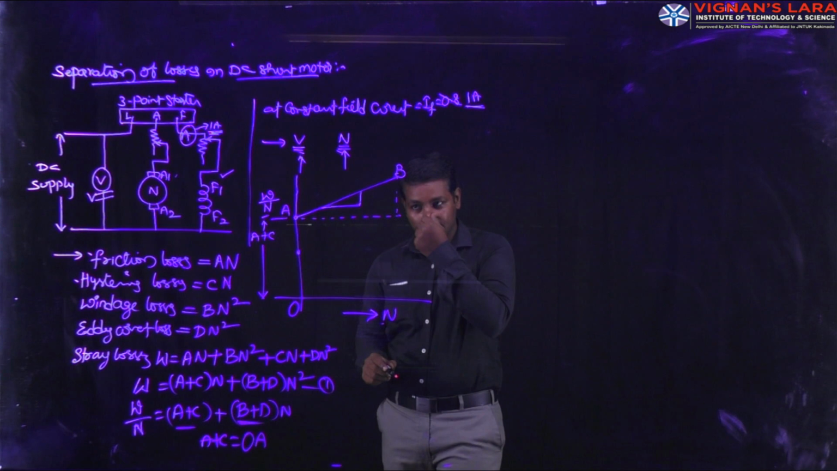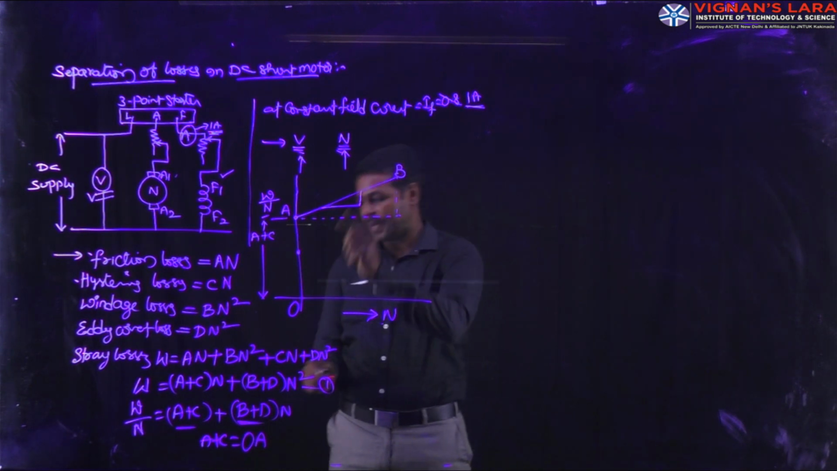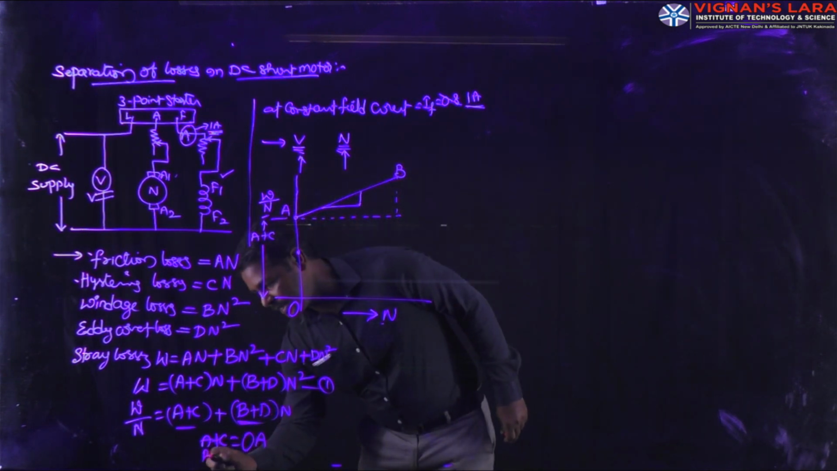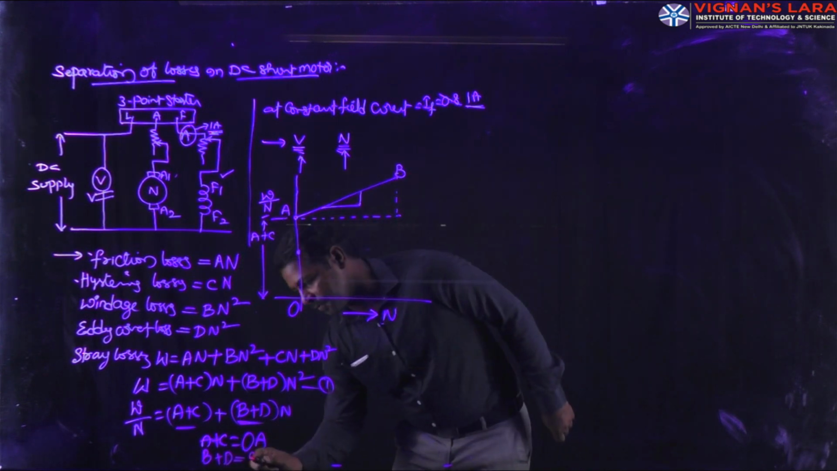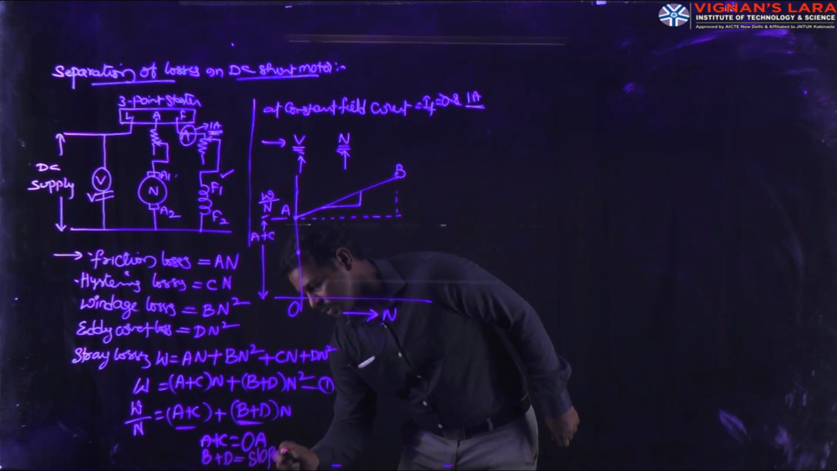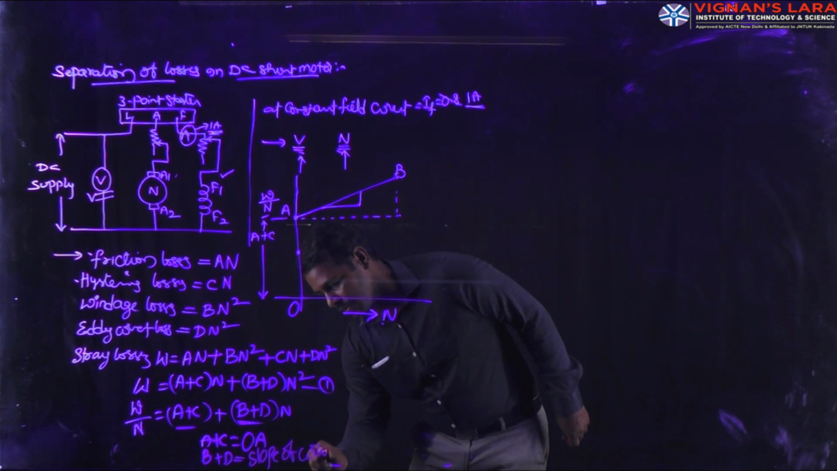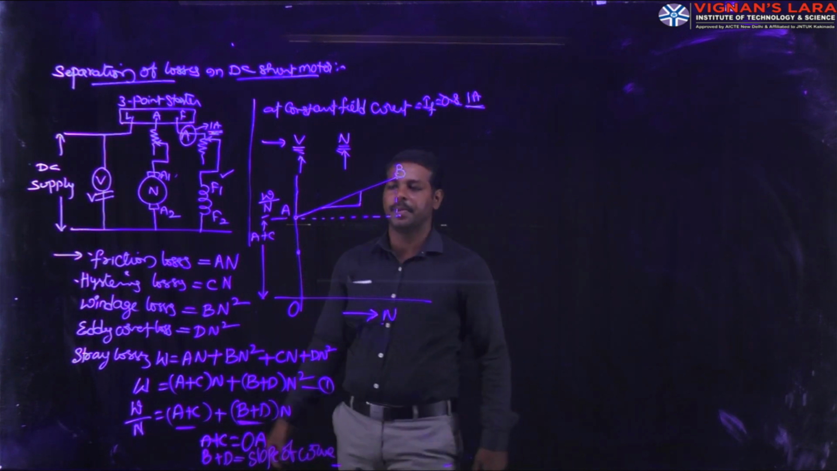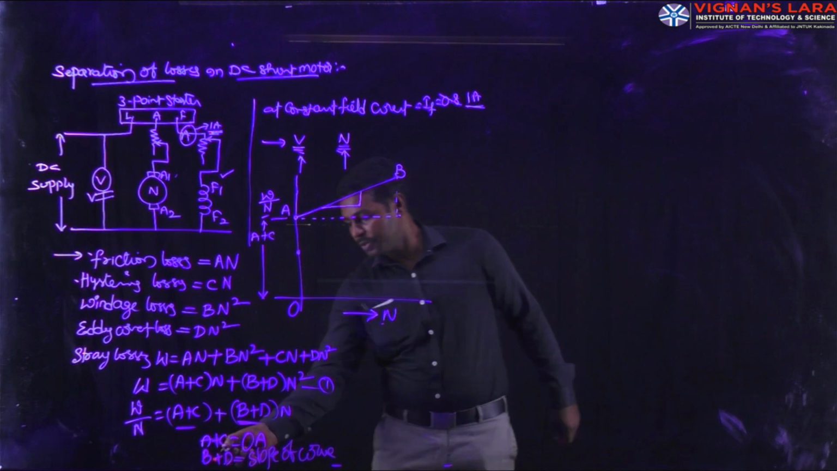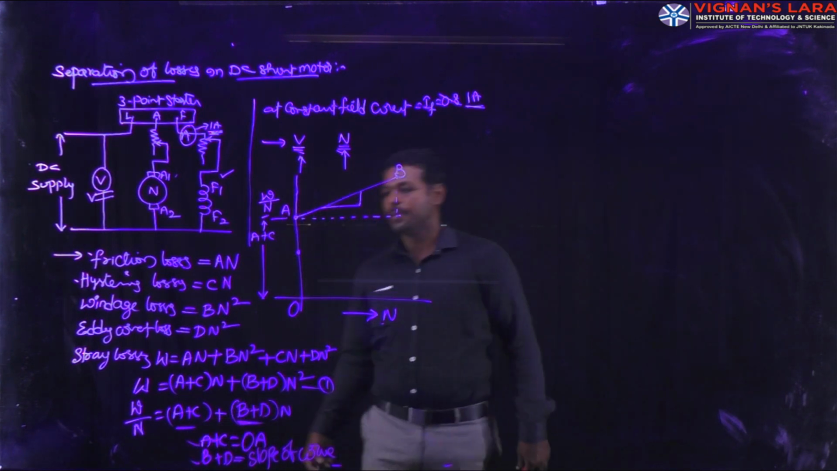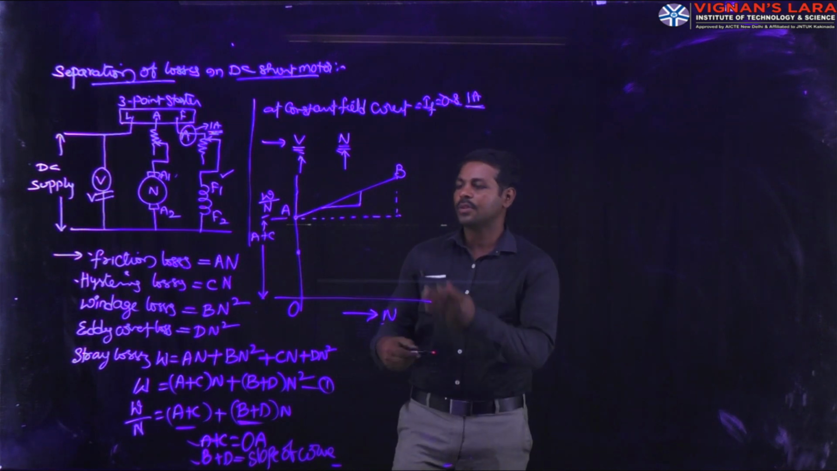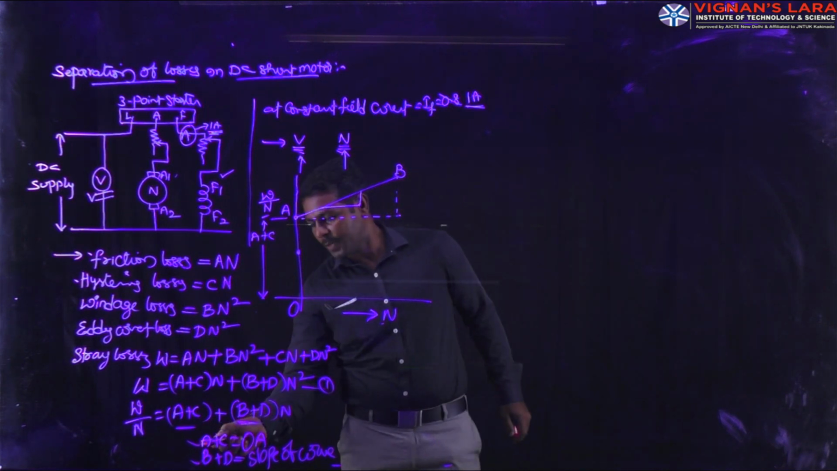B plus D is also considered. So B plus D is equal to the slope of a curve. The slope of the curve is to be directly taken as B plus D. So based on these characteristics, we can easily find out A plus C and B plus D. Without any other expressions, we can't separate these two losses.